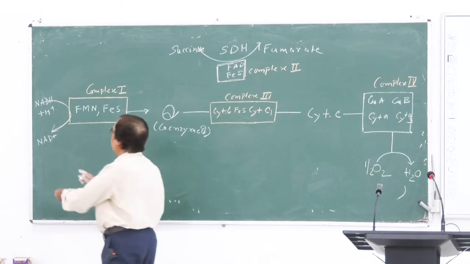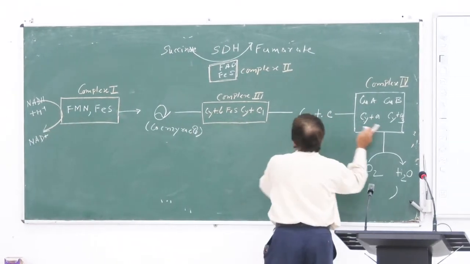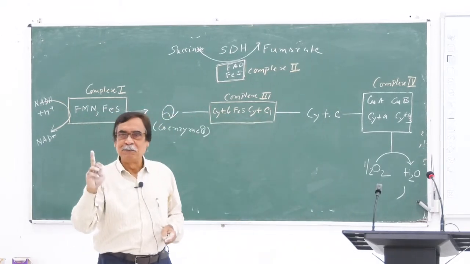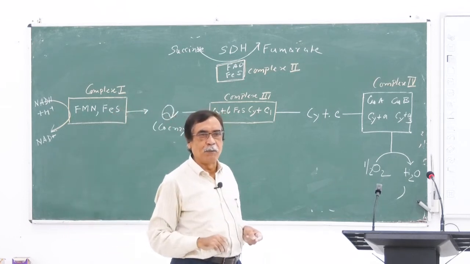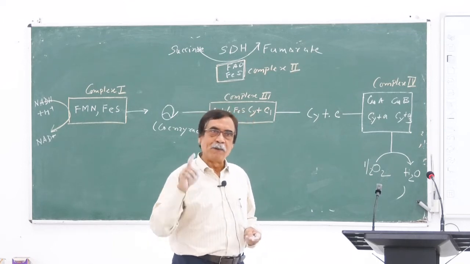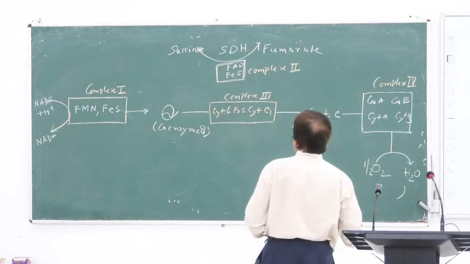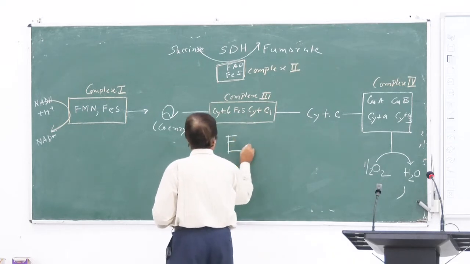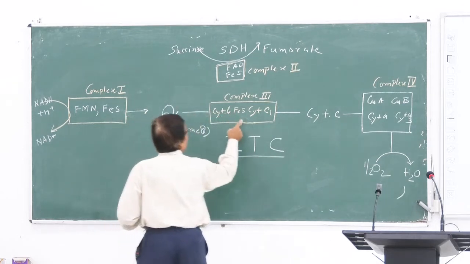In between this one and this one, all the components are properly arranged, not haphazardly. Complex 2 cannot be in the place of complex 1, and complex 4 cannot be in the place of complex 1. It is a properly arranged set of electron carriers. Properly arranged set of electron carriers. That is the electron transport chain. And these are all the components.